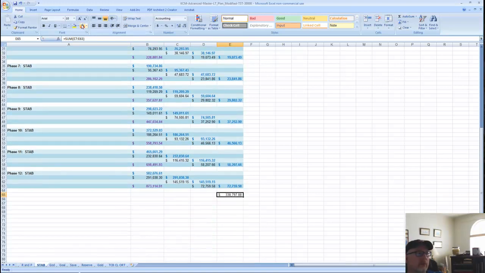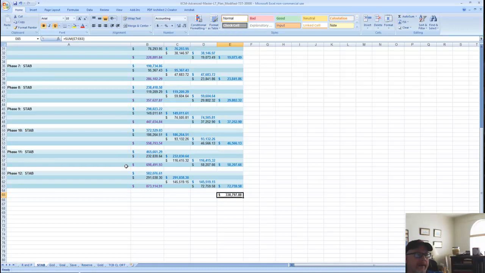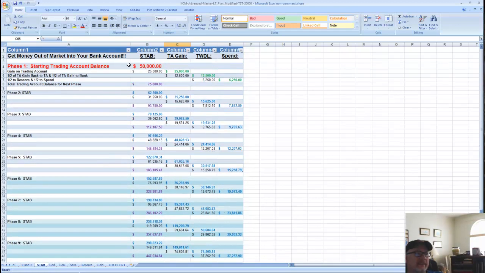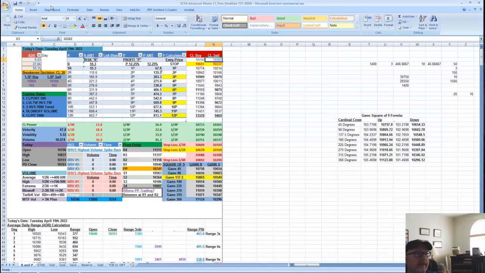Now I should make that bold, right? And underline that puppy. So you took out $338,797.88 if you would follow the $50,000 and not start withdrawing until you made $25,000 gain. So that's what I call the STAB way of taking money away. It's my Jesse Livermore. Actually, you can get this spreadsheet if you really, really want it.